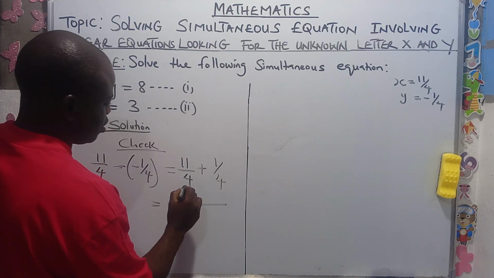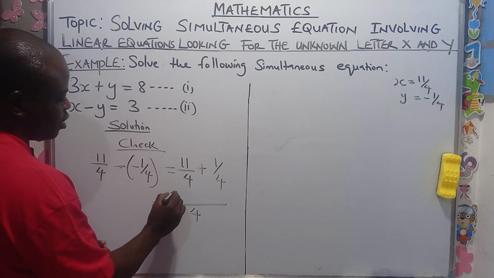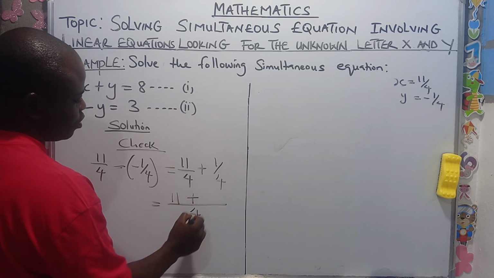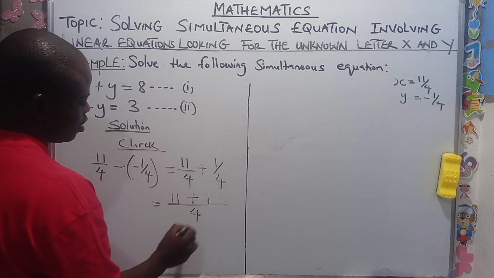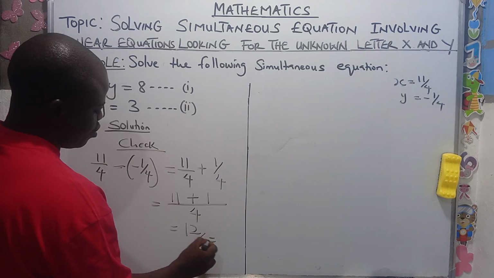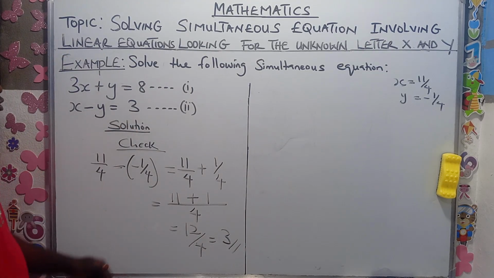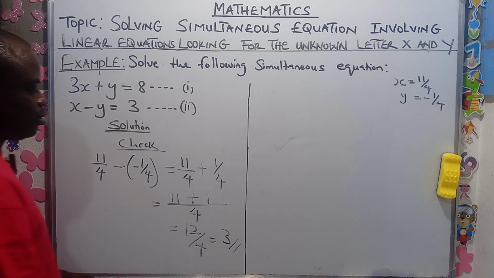The LCM is 4. 4 goes in 4, 1; 1 times 11, 11. Plus 4 goes in 4, 1; 1 times 1, that's 1. 11 plus 1, that is 12 over 4. 12 divided by 4, that is 3, which is what we have in equation 2.